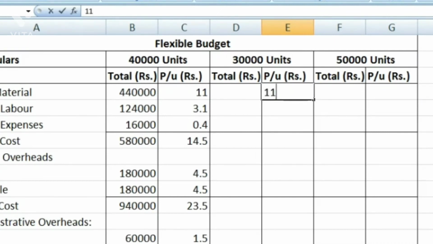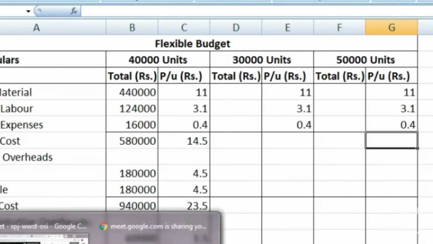So prime cost is always variable. So here 11 and 11, this remains the same. Then 3.1 and 3.1, this remains the same. Clear? And here 0.4 and 0.4, this remains the same. Clear? Per unit remains the same because it is variable, but the total changes.